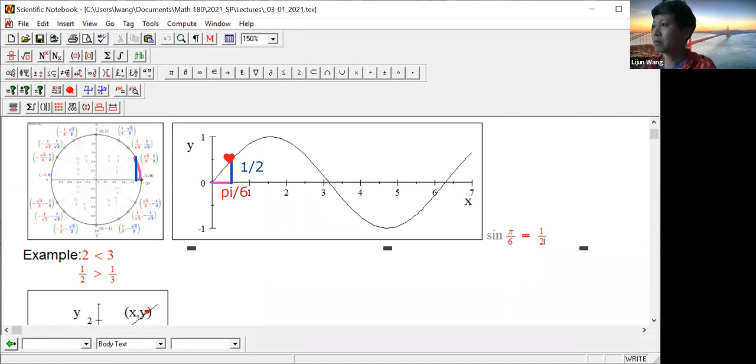Okay. Now, I'll show you one more time. If you want to find sine pi over six, everybody knows this value, right? So I'm using this value to illustrate. If you're looking for sine pi over six on the unit circle, how are you gonna look for it? You're gonna measure from the standard position.